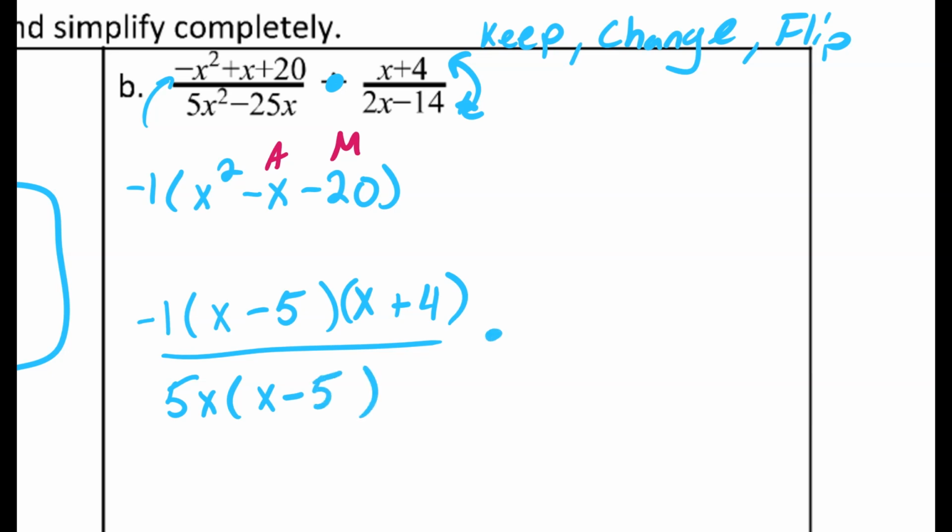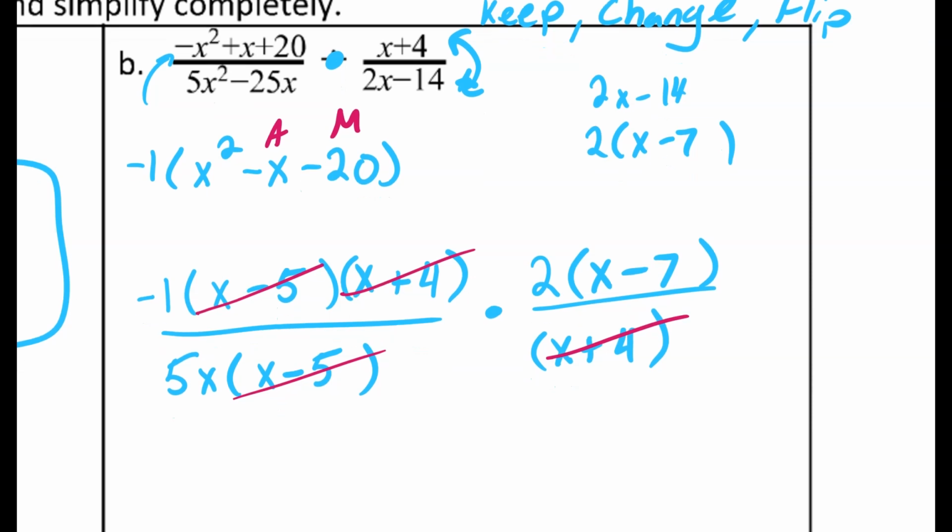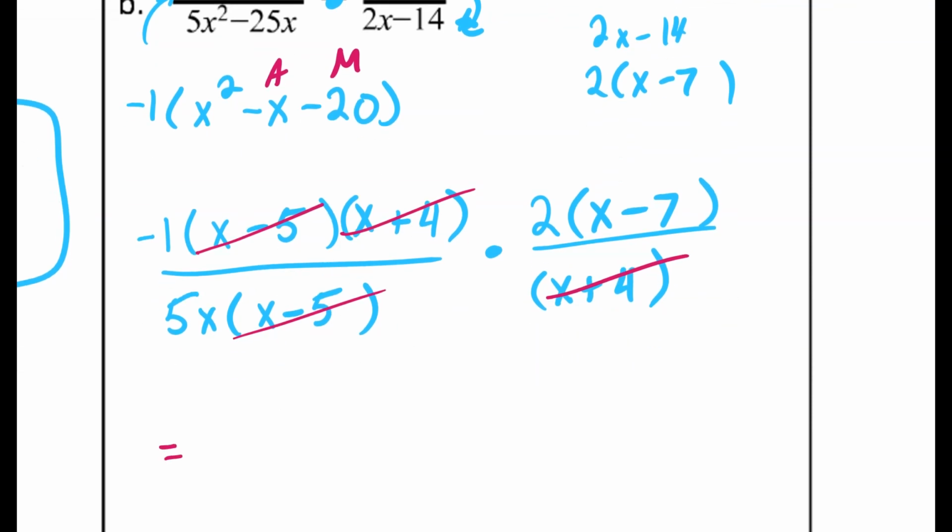So I change this to multiplication, and that 2x minus 14 is going to end up on top, but if you factor out a GCF of 2 first, you'd be left with 2 times x minus 7. So I'm going to put that in the numerator there, and my denominator is x plus 4. So now it's just multiplication. I look to see what I could reduce on top and bottom. I've got an x minus 5 and an x minus 5, and an x plus 4 and an x plus 4. 2 and 5, there's really nothing I could do with, so I'm just going to multiply straight across.